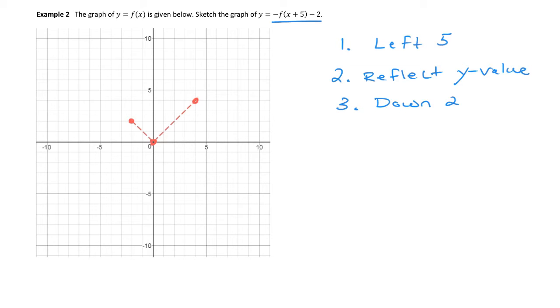So again, you can start with any point you like. I'm going to choose this one here. I'm first going left 5 places. So that's going to go to -7. I'm then going to reflect the y value. The y value is 2, so it goes down to -2. And then it goes down 2 more places. So we end up at -7, -4.